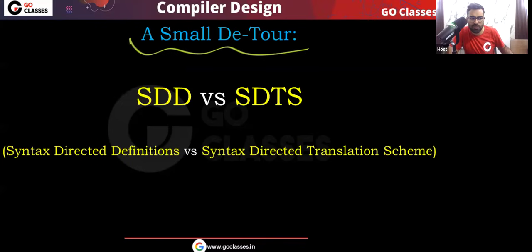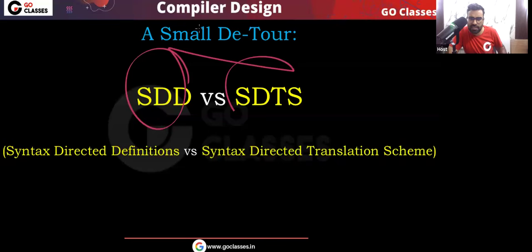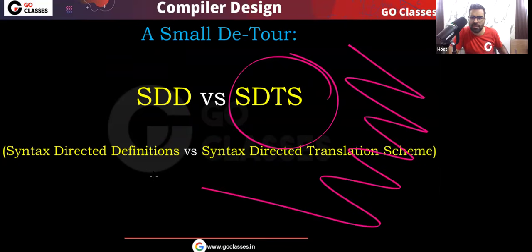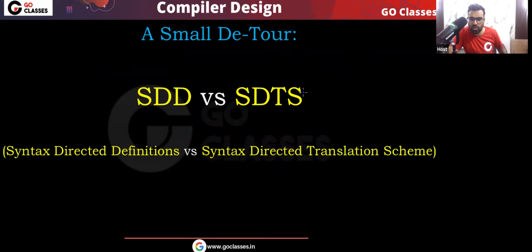So you can see a small detour. Let's see the difference between SDD and SDTS, meaning syntax directed definition versus syntax directed translation scheme. In the previous lecture also I told you this difference. The difference is very simple. Remember, SDD will tell you what to do, but it will not tell you how and when to do it. And remember, SDTS will tell you what to do, how to do, when to do, everything. So remember, SDD is declarative. It will declare what to do. And SDTS is procedural. It will tell you the procedure about how to do, how to perform a task.